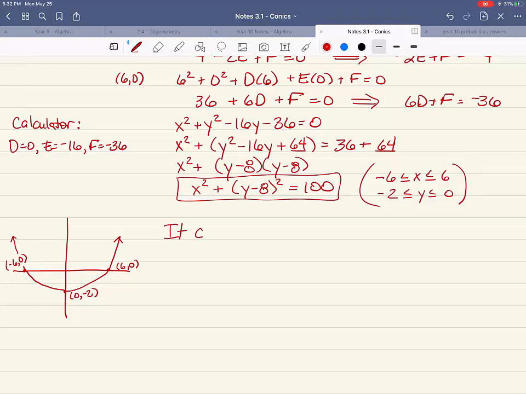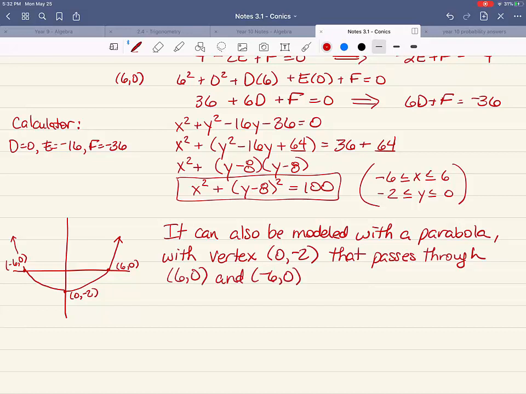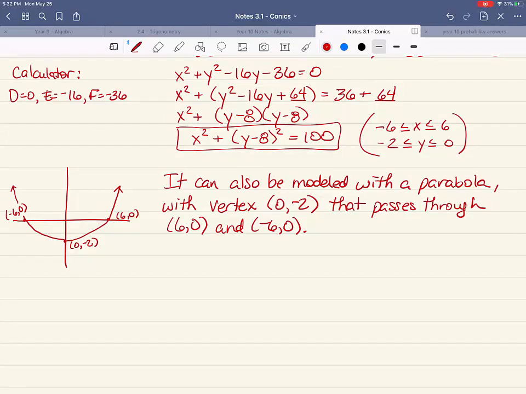It can also be modeled with a parabola. Now, what do you call that (0, -2)? It's not the center. It is the vertex. With the vertex of (0, -2) that passes through the points (6, 0) and (-6, 0). Now, in reality, you don't need both of those points to find the equation. You only need one. So now we have to think about the parabola and what equation it is.